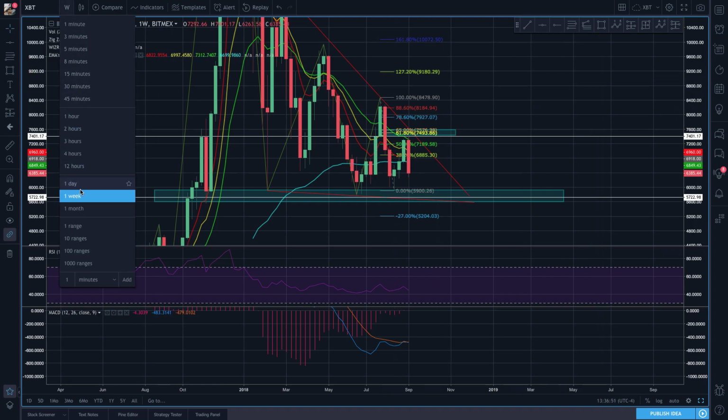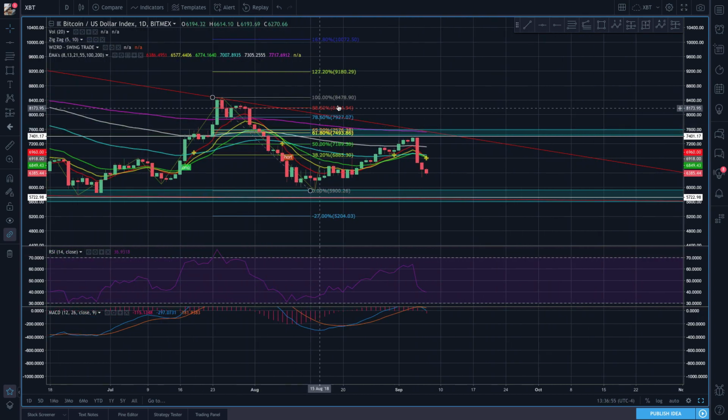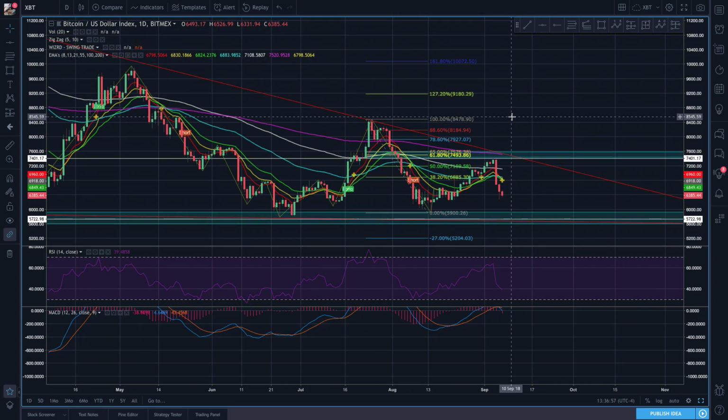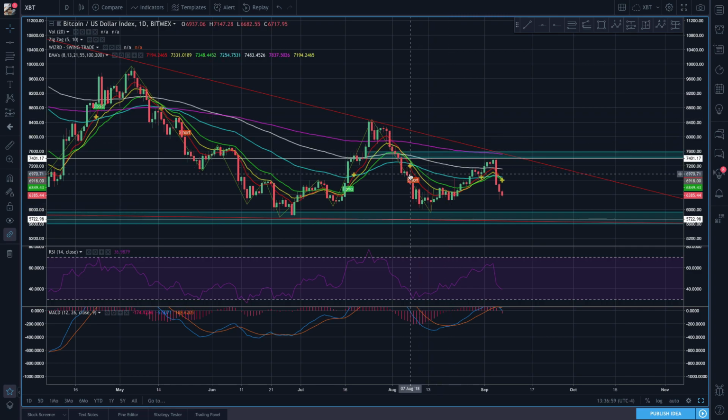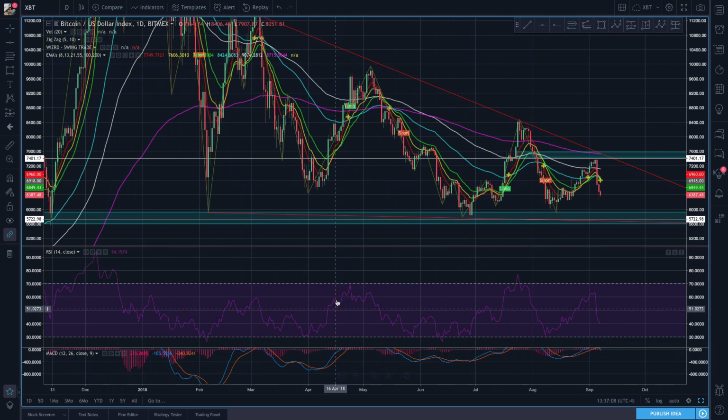So now we did that on the weekly. Let's go into the daily. What is it looking like on the daily? Let me take this off. Well, and also let me bring this down and zoom it out a little bit.